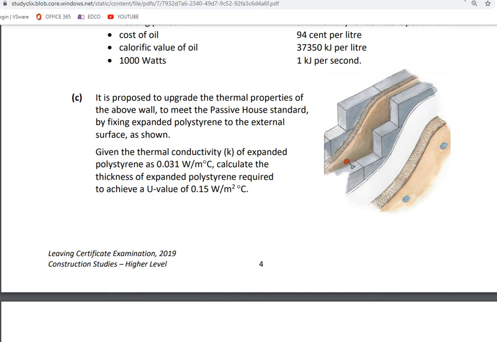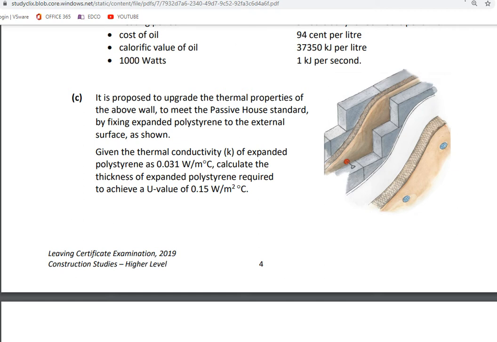2019 U-Values question 5, part C. It is proposed to upgrade the thermal properties of the above wall to meet the passive house standard by fixing expanded polystyrene to the external surfaces shown. Basically what they're talking about here is they're going to stick external insulation onto the house to improve the U-value.